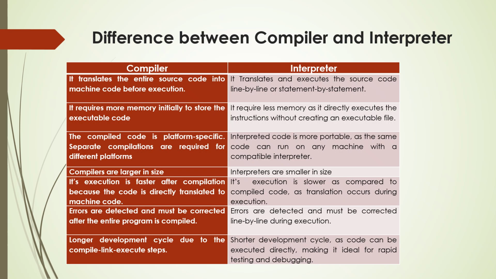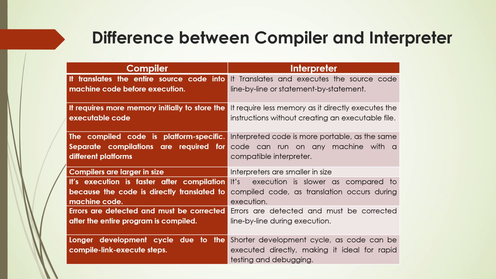Now let's quickly compare the compiler and interpreter. Both are language translators that convert high-level programming language into machine language, but they work in different ways. A compiler translates the entire program at once before execution. If there are errors, it reports them after checking the whole program. Once the program is successfully compiled, it creates an executable file and the program runs much faster because no further translation is needed during execution.